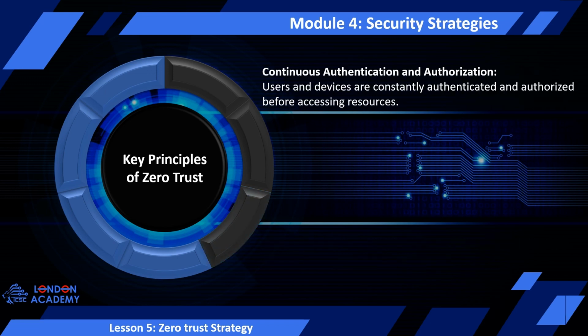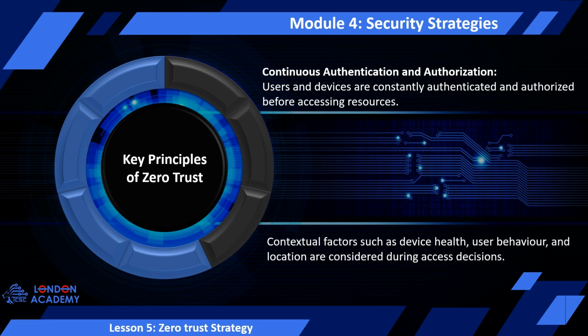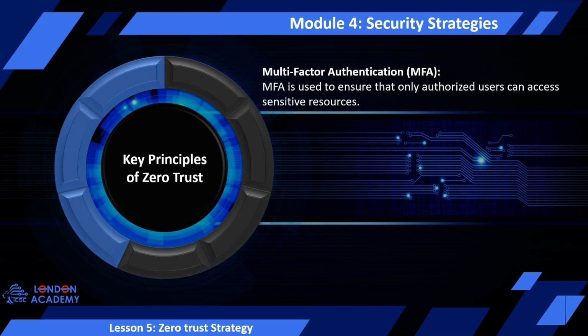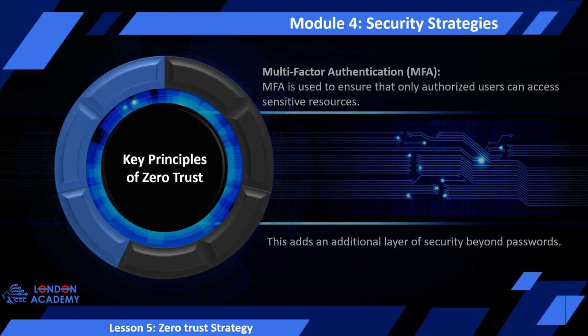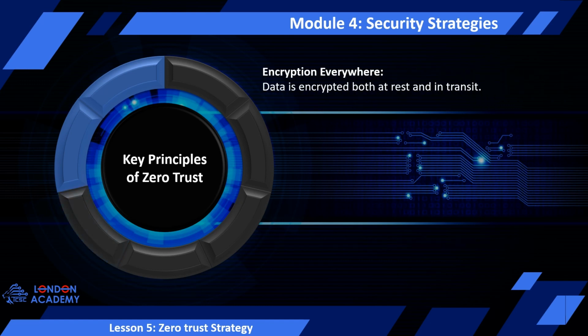Continuous authentication and authorization. Users and devices are constantly authenticated and authorized before accessing resources. Contextual factors such as device health, user behavior, and location are considered during access decisions. Multi-factor authentication, MFA. MFA is used to ensure that only authorized users can access sensitive resources. This adds an additional layer of security beyond passwords. Encryption everywhere. Data is encrypted both at rest and in transit. Encryption prevents unauthorized access to sensitive information.